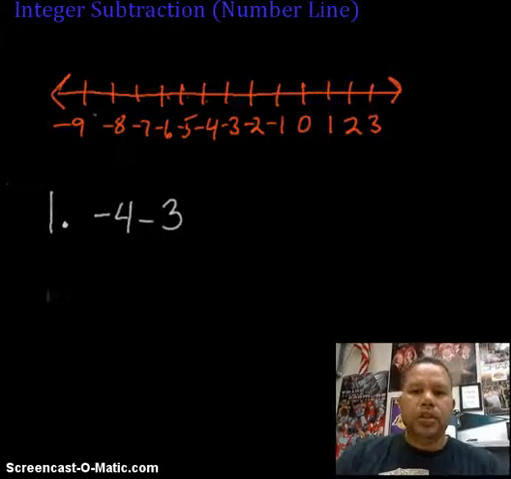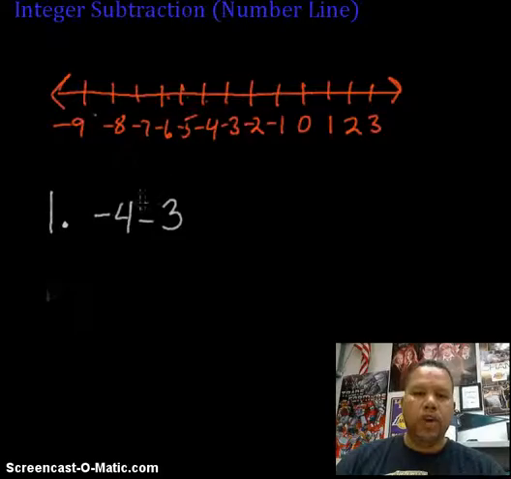Integer subtraction using a number line. So I have my number line already drawn, and here's our problem: -4 subtract 3. We begin by placing a point on -4. Because this is our first number in our subtraction problem, -4 is right here.